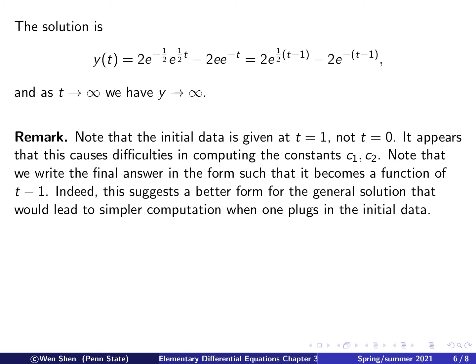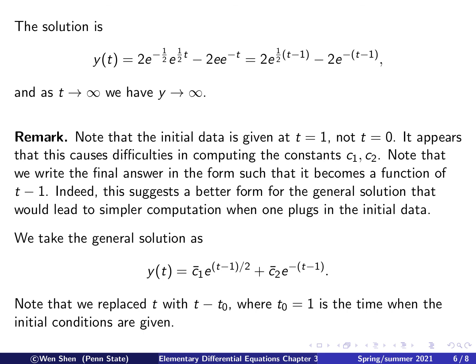If you want a cleaner way of dealing with this, then let's make a further observation. That is, for the final solution, we managed to write this here as t minus 1 and t minus 1. So t doesn't occur, only t minus 1 occurs. And at the initial time, when t is 1, we will actually have 0 here in the exponent. Okay, so this suggests a better way to form the general solution that will lead to simpler computation to find the constants.